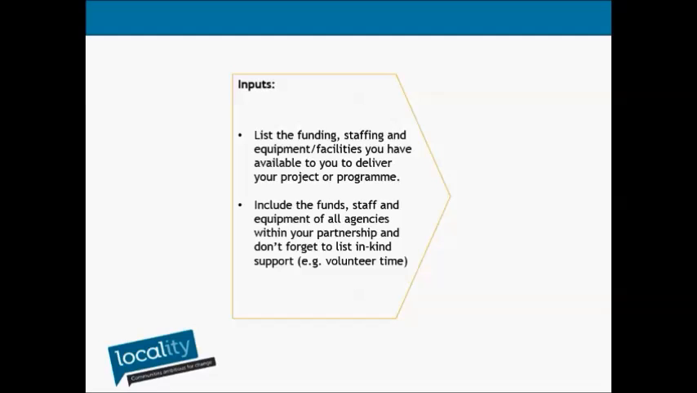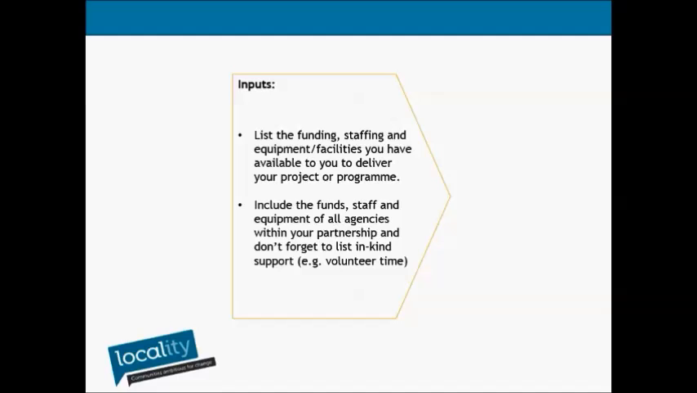And we would suggest you include the funding and staff of all of the agencies working in your partnership, and don't forget to list the in-kind support. There are generally two types of in-kind support, and the first is volunteers, and these are people from your local community who give freely of their time. They may be professionals, there may be people wanting to develop skills, but please don't forget to include volunteers in your inputs. The second type of payment in kind is for space.